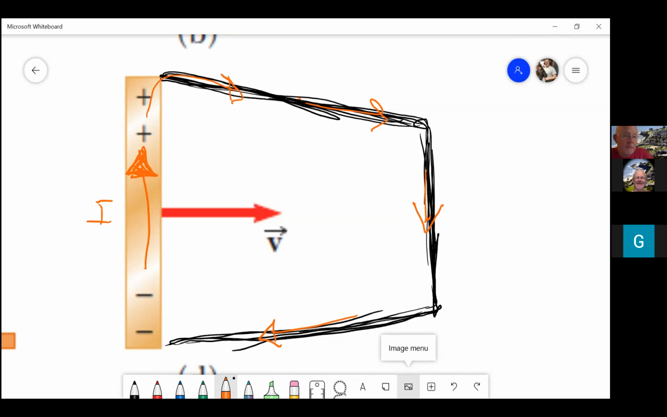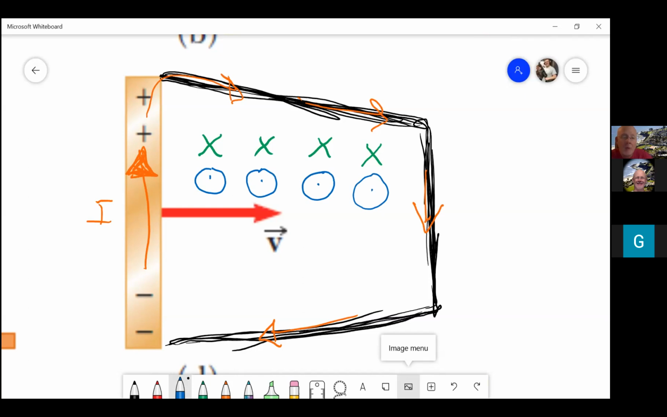Now, they say the magnetic field is perpendicular here. So maybe I will put an option in green: the magnetic field could be going inward. Or how about in blue, the magnetic field could be coming outward. We don't really know, but here's where I'm going to use Lenz's law.